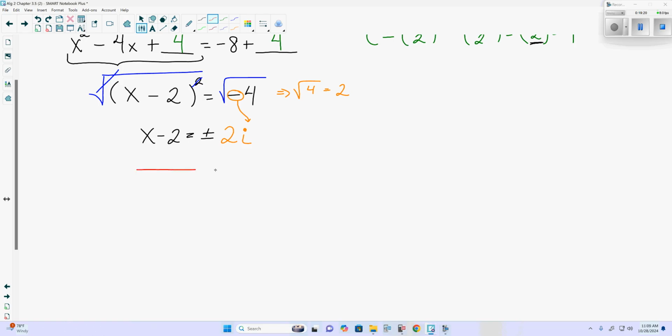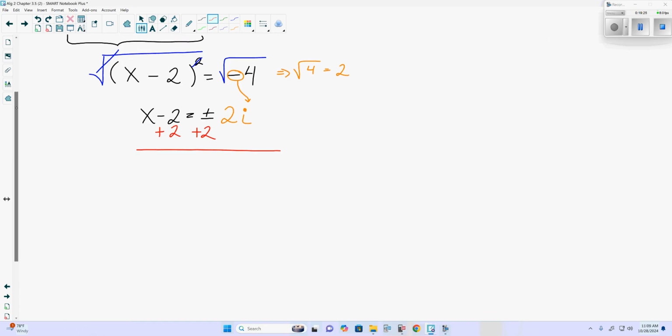Last thing we need to do is solve for x, so we can add 2 to both sides. Telling us x is equal to 2 plus or minus 2i. Are 2 and 2i like terms? No. So can we add or subtract them? No.